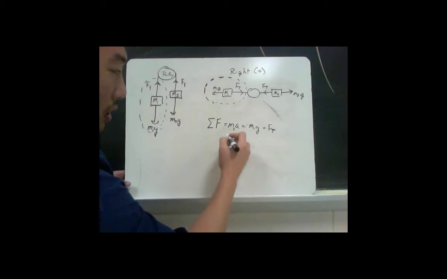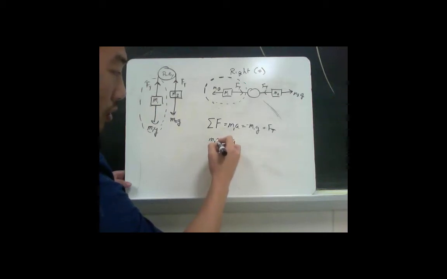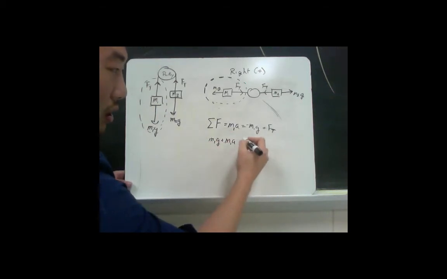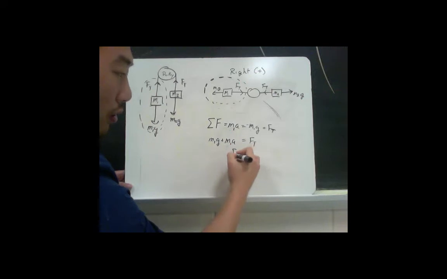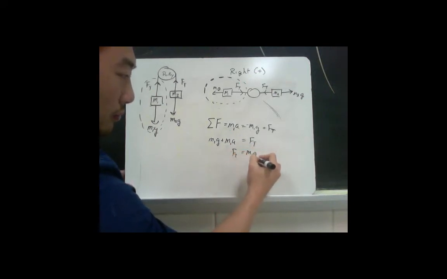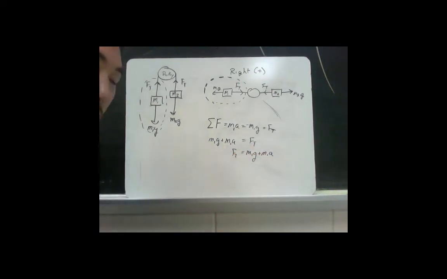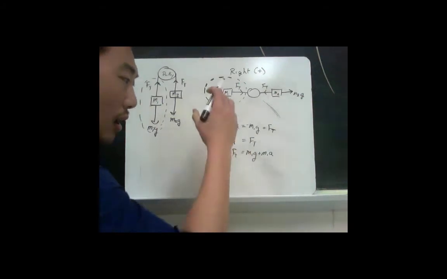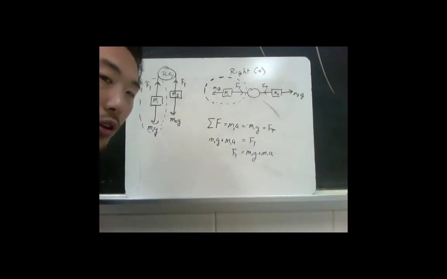So what it will look like is, let's clean this up a bit, m1a plus m1g, so I just added that to the other side, is equal to f of t. Okay? So the steps are, first find your acceleration, and then isolate a part of the system that has a tension, and then create a net force equation and solve for the tension.